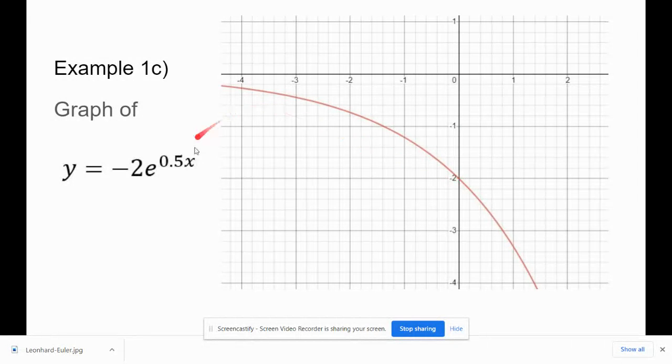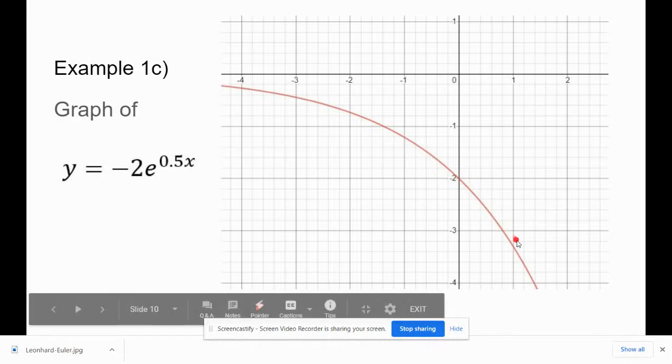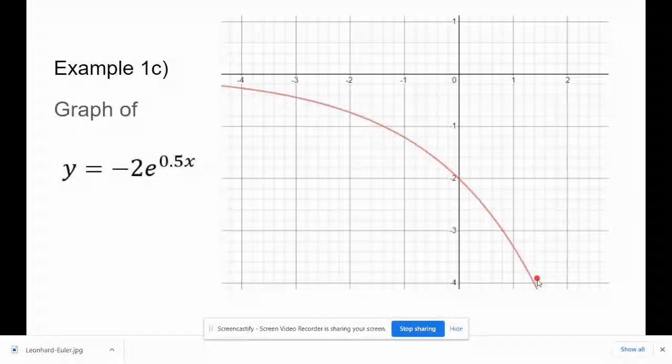So when x is 0 up here in the exponent, I have 0 times 0.5, which is 0. e to the 0 power is 1. 1 times -2 is -2, which is down here. And you can see that it is decreasing at a less steep rate than our graph of y equals e to the x because of that 0.5 in front of it.